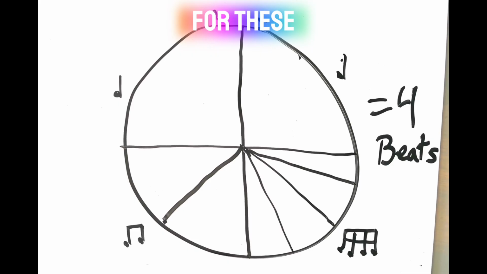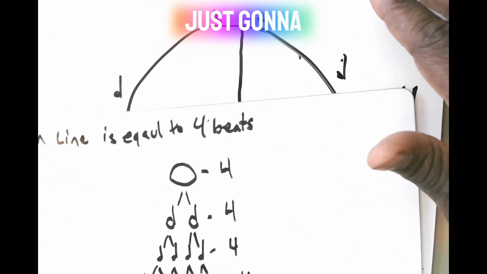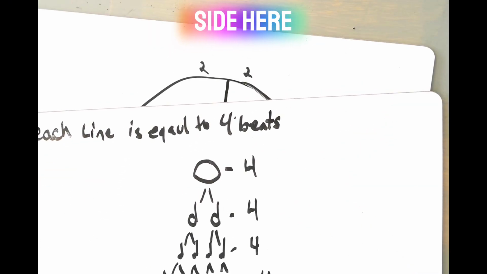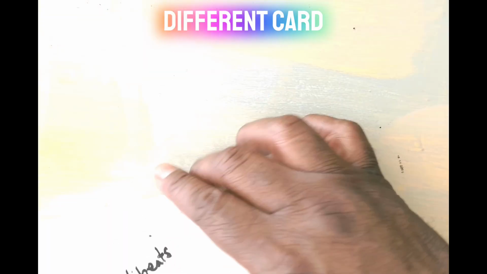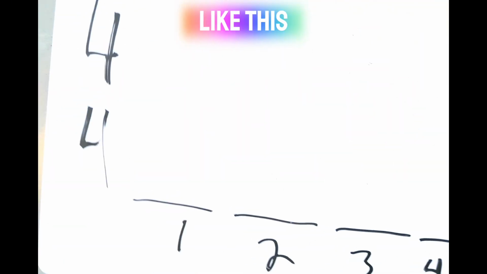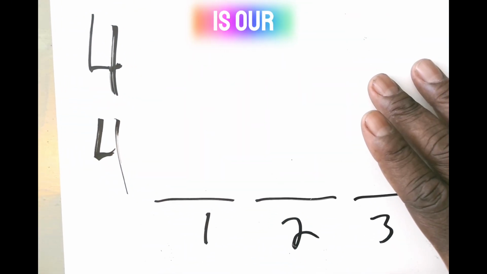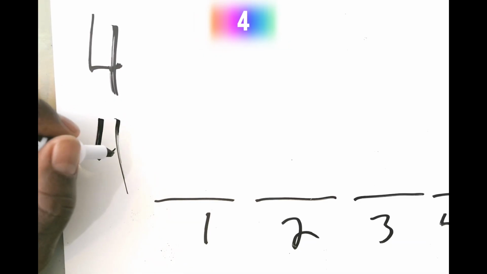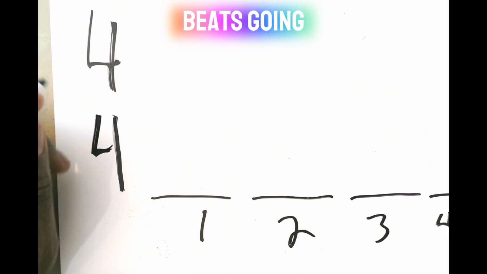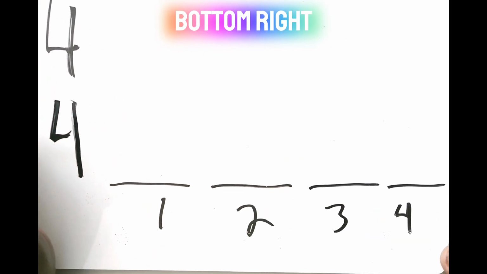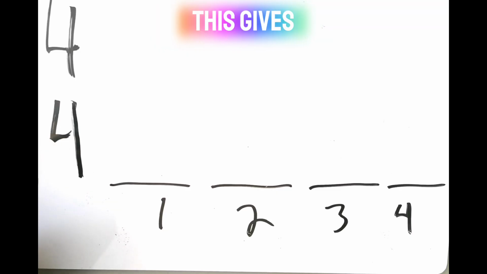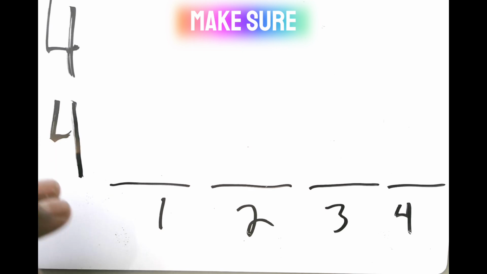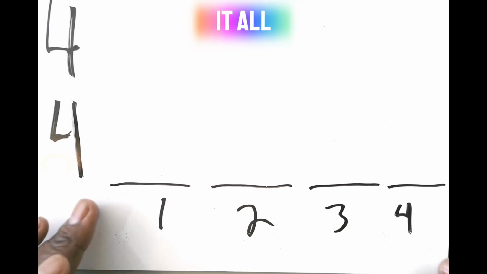Now, last thing I'm going to show you is how we're going to set up our cards when we write rhythms, and I'm just going to pull this one off to the side here. It's a different card I have, and it's going to look like this. What we have here is our time signature at 4/4, and then we have our 4 beats going down the bottom. This gives us a framework so that we can write our rhythms in and make sure that we have covered every beat and filled it all up.